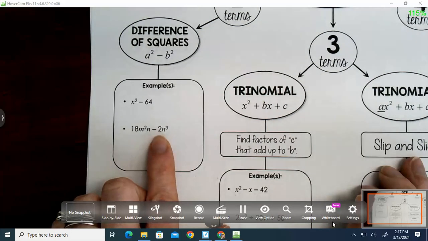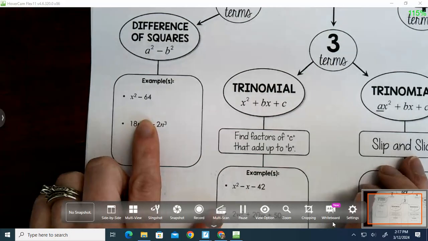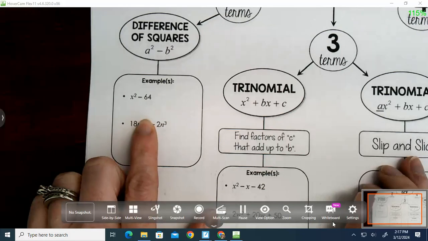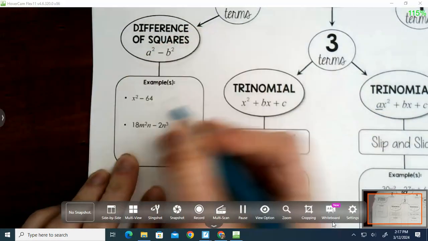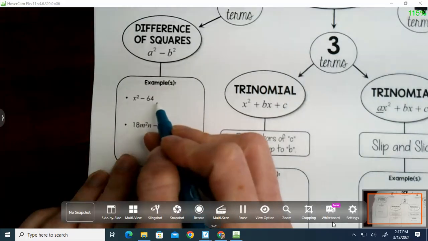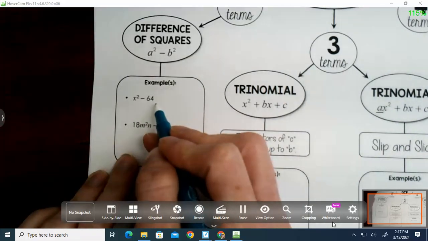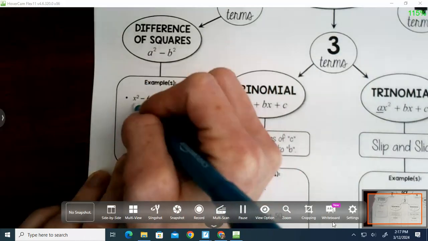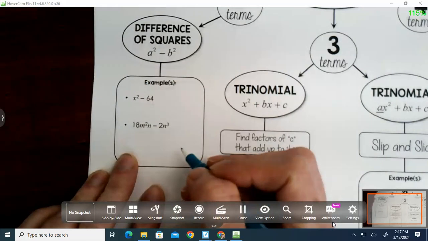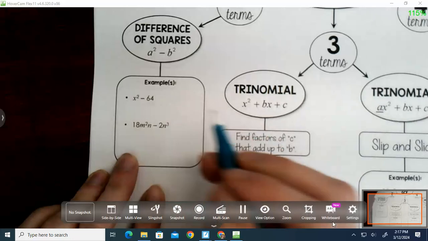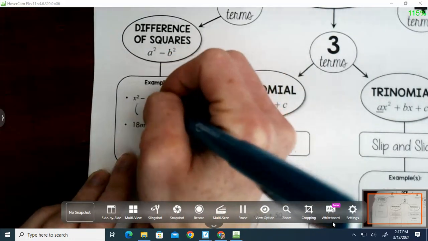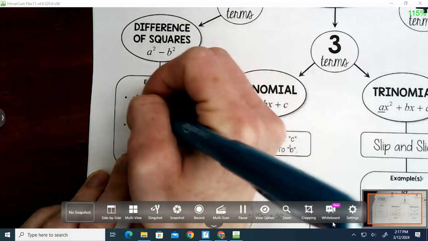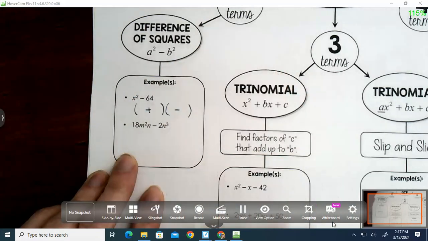So, the difference of squares, remember, factors the same every time. You have two parentheses. So x squared minus 64. Does it have a greatest common factor, first of all? No. So then, is x squared a perfect square? Yes. Is 64 a perfect square? Yes. So we have two identical parentheses, except one has plus and one has minus.